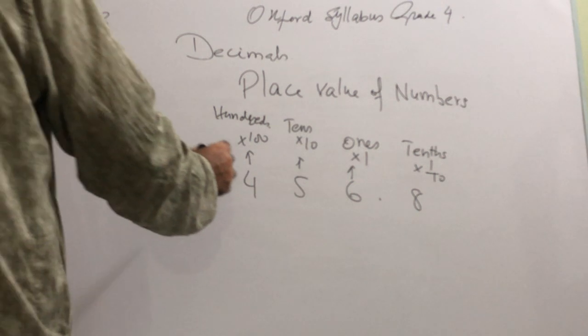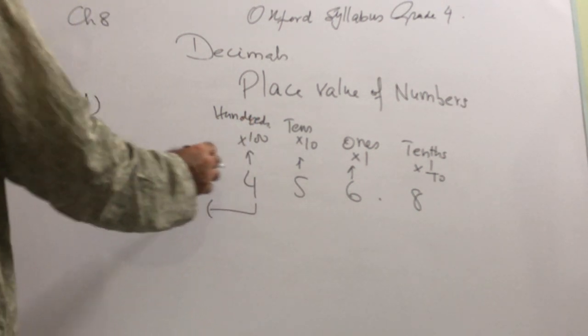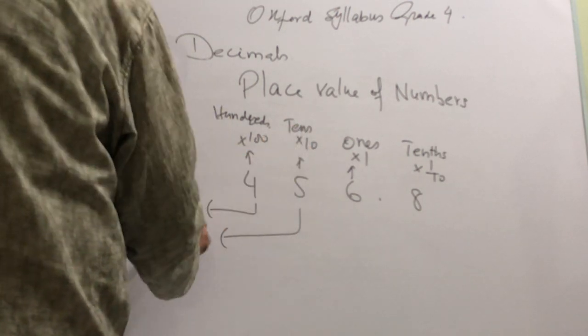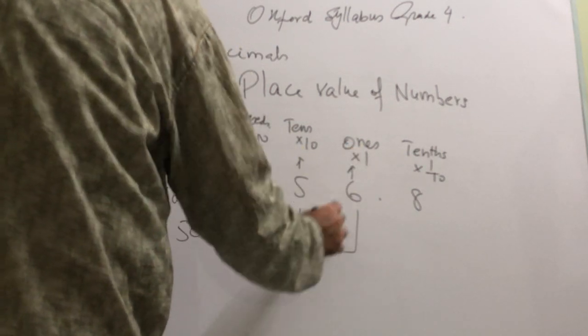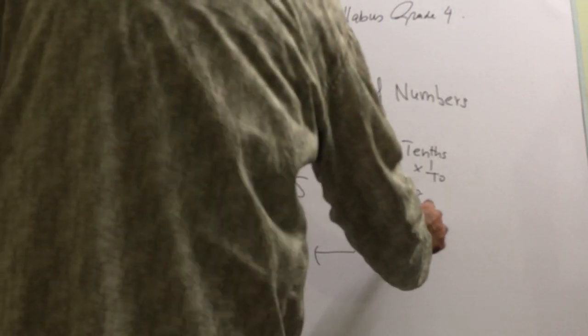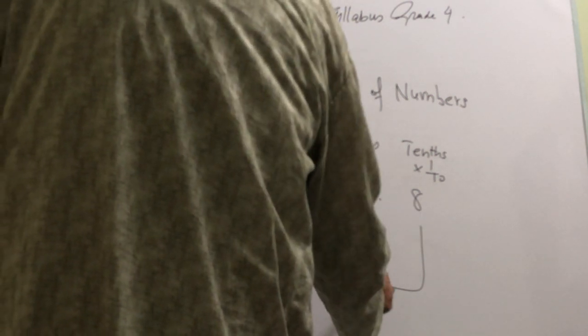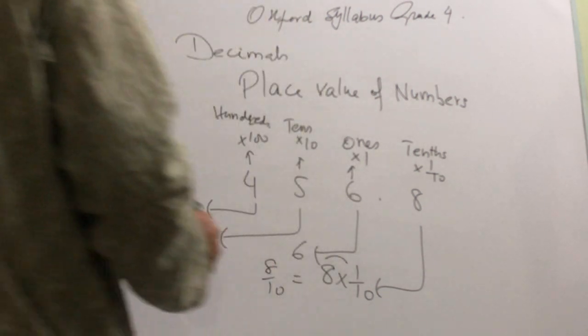Okay. So to find the place value of this 4, 4 multiplied by 100 is 400. Place value of 4 is 400. Place value of 5: 5 into 10 is 50. Its value is 50. Place value of 6: 6 into 1 is 6. Its place value is 6. For this 8, its place value is 8 multiplied by 1 over 10. We multiply 8 with the 1 over 10, it becomes 8 divided by 10. Its value is 8 over 10.